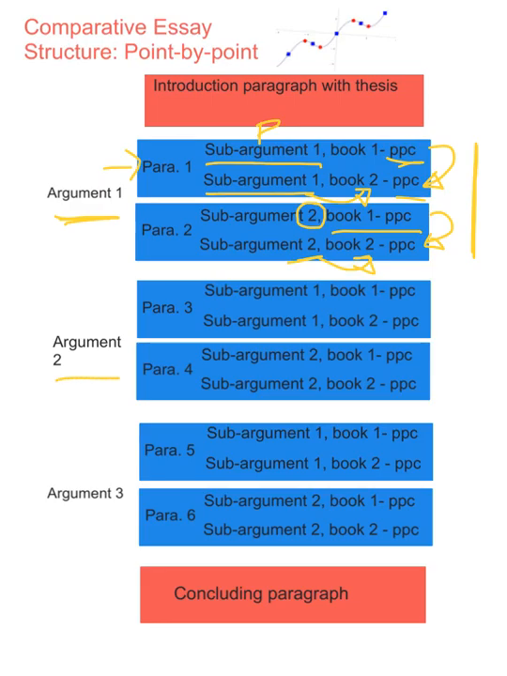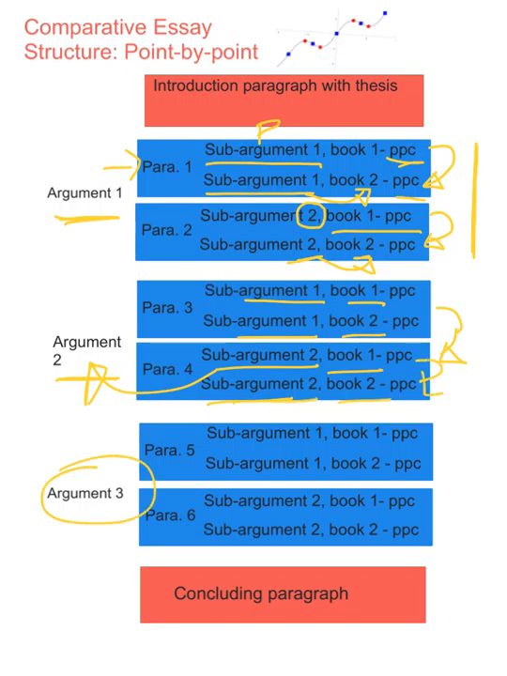And you follow the same paragraph pattern for argument 2. So argument 2, paragraph 3: sub-argument 1, book 1, sub-argument 1, book 2. Followed immediately after by sub-argument 2 for argument 2, with book 1, sub-argument 2 with book 2. Okay, and you follow the same pattern.